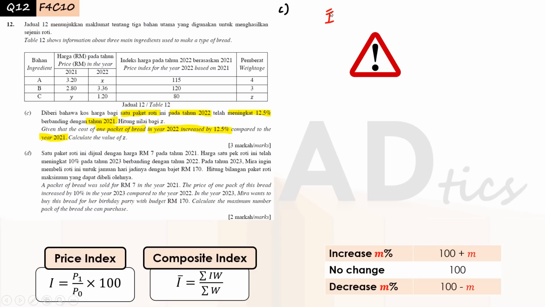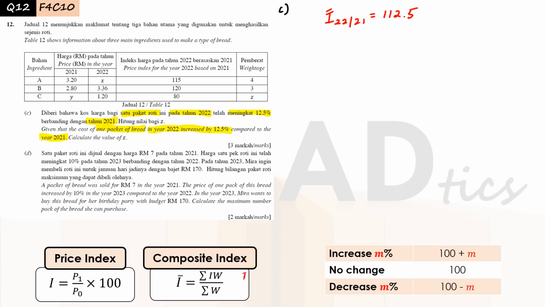So we are going to use this notation, I with a line on top. For the percentage increase here, we use 100 plus the percentage value, which is 112.5. For the years, it is using the year 2022 compared to 2021, meaning year 2022 based on 2021, so here will be 22/21. Now we are using the composite index, so we need to use the formula for the composite index.